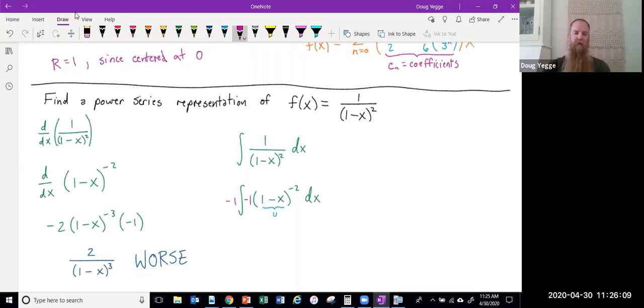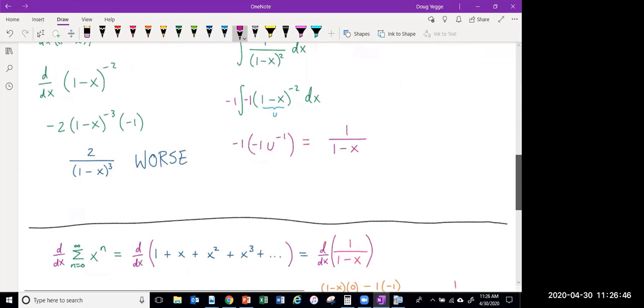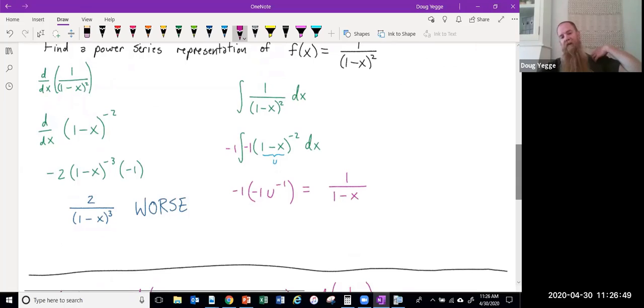Well, the integral of u to the negative 2 is u to the negative 1 times negative 1 times negative 1, which is simply 1 over u. Look at that. So it looks like the integral of this function is a nice power series. So let's think about what that tells us. Would we include the plus c or no? We don't need to include the plus c, no.